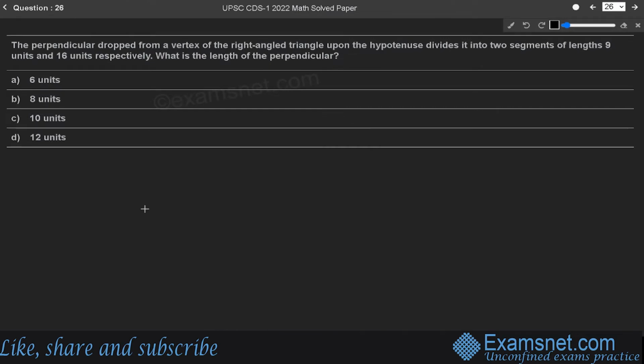Next question is, the perpendicular dropped from a vertex of a right angled triangle upon the hypotenuse divides it into two segments of lengths 9 units and 16 units respectively. What is the length of the perpendicular? Again, the question is about the right angled triangle. So first let us make the right angled triangle. This will be the right angle triangle ABC.